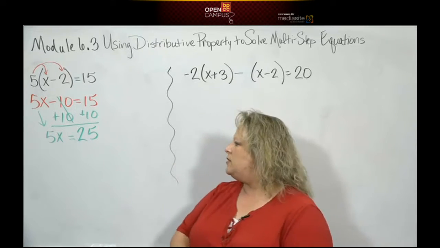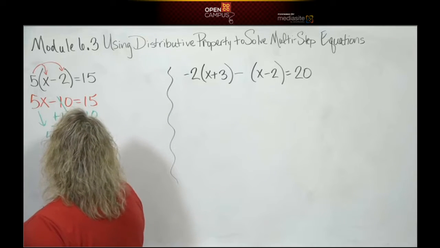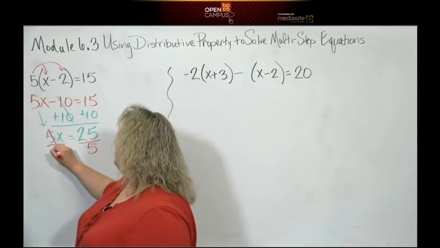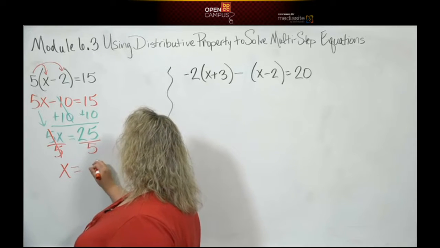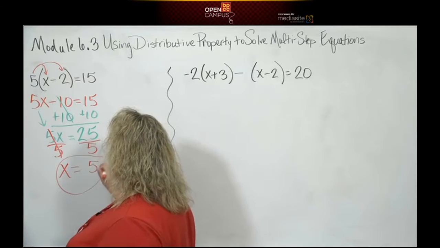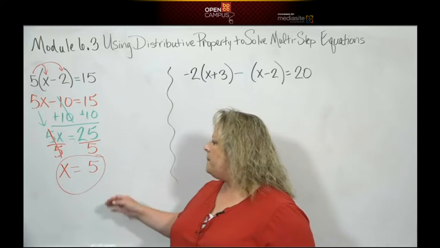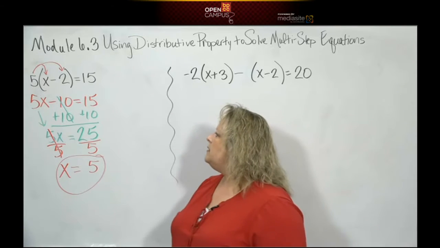Last step is to do what? Do division. That's right. So I'm going to do division by 5 because that's what's attached to my variable. So 5 divided by 5 is 1, and 25 divided by 5 is 5. So that is my solution set for that one. Okay? It really isn't that bad. It just looks bad because it has parentheses in it.